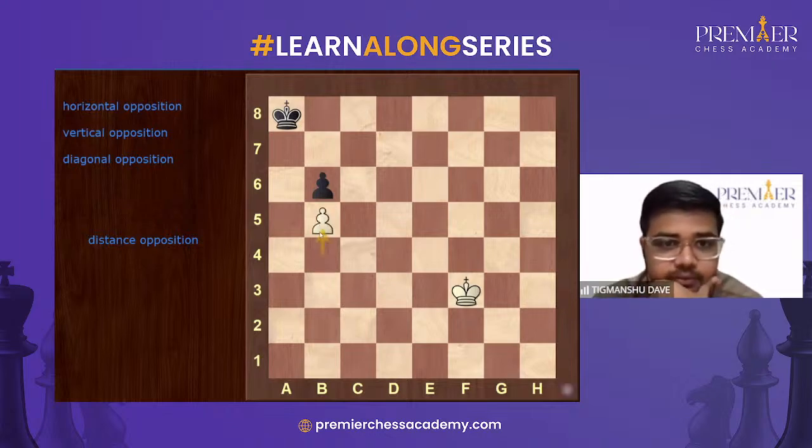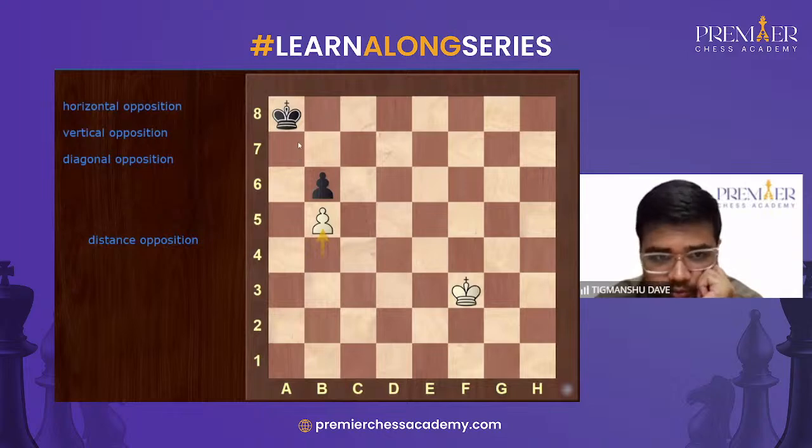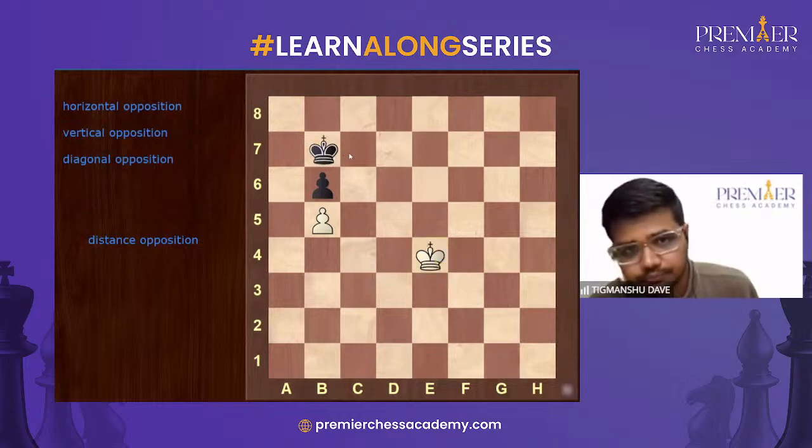Pawn b5. Push the pawn. Block these two squares, take these two squares away from the black king. Do not give any squares to the opponent king. King goes on b7. You will move the king forward now.